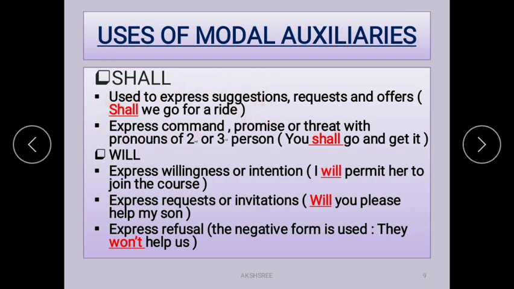Okay. Next one is to express command, promise or threat with pronouns of the second or third person. So with second or third person pronouns, to give commands, to give a promise or to threaten, we will use shall. That is, you shall go and get it. What does it mean? It is a command. Here you is the second or third person.